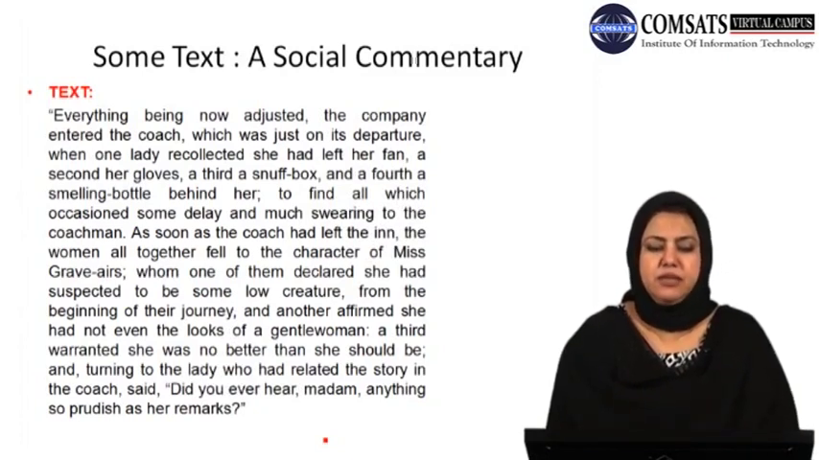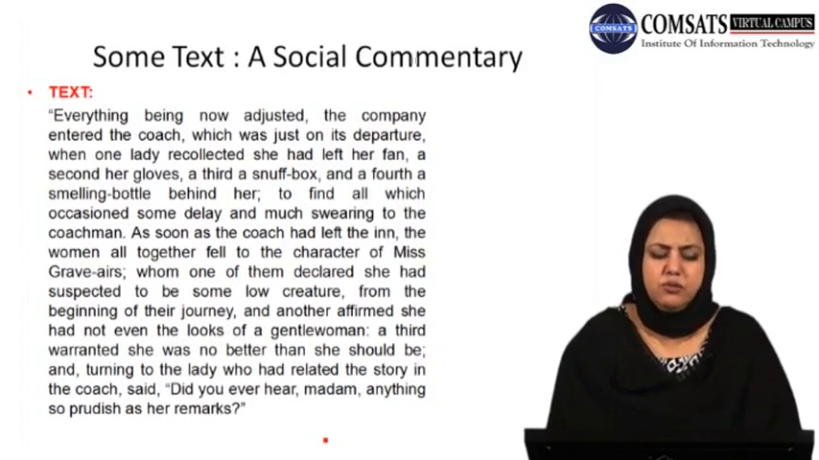As soon as the coach had left the inn, the women altogether fell to the character of Miss Graveairs, whom one of them declared she had suspected to be some low creature from the beginning of their journey, and another affirmed she had not even the looks of a gentlewoman. A third warranted she was no better than she should be, and turning to the lady who had related the story in the coach, said, "Did you ever hear, madam, anything so prudish as her remarks?"